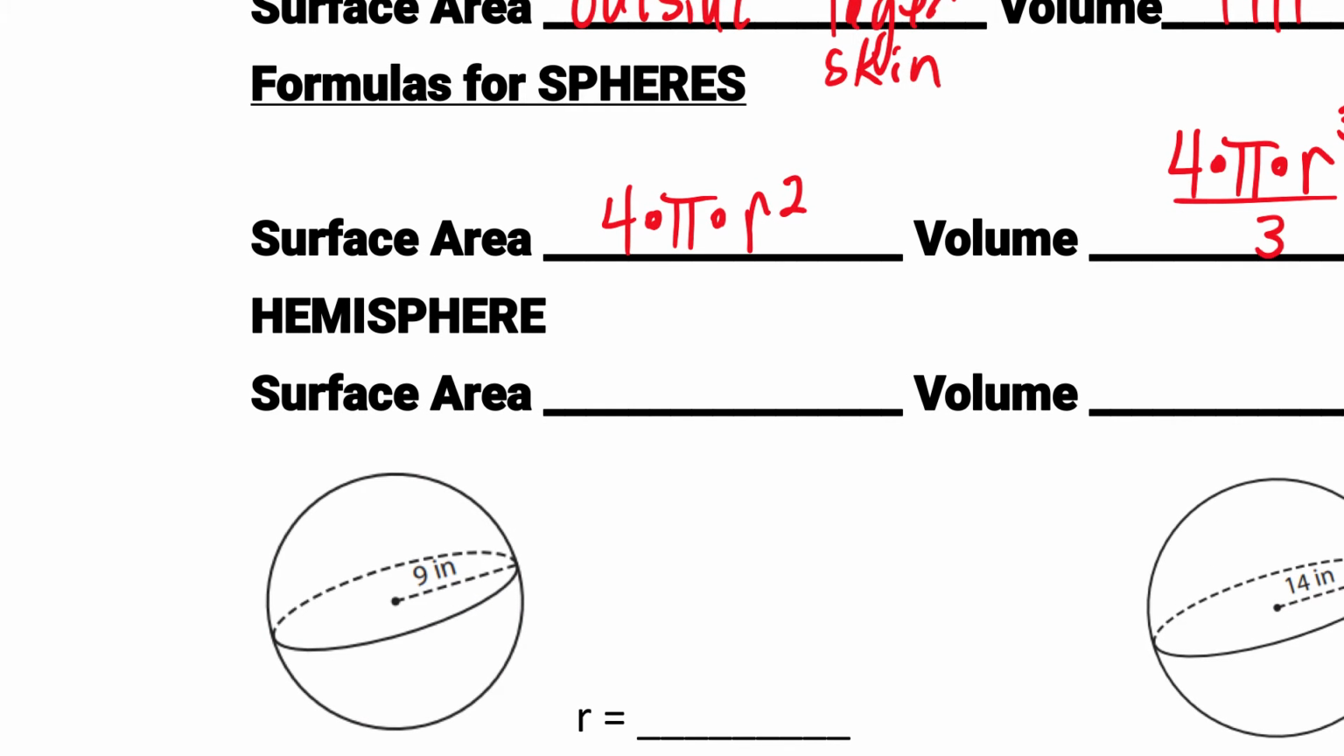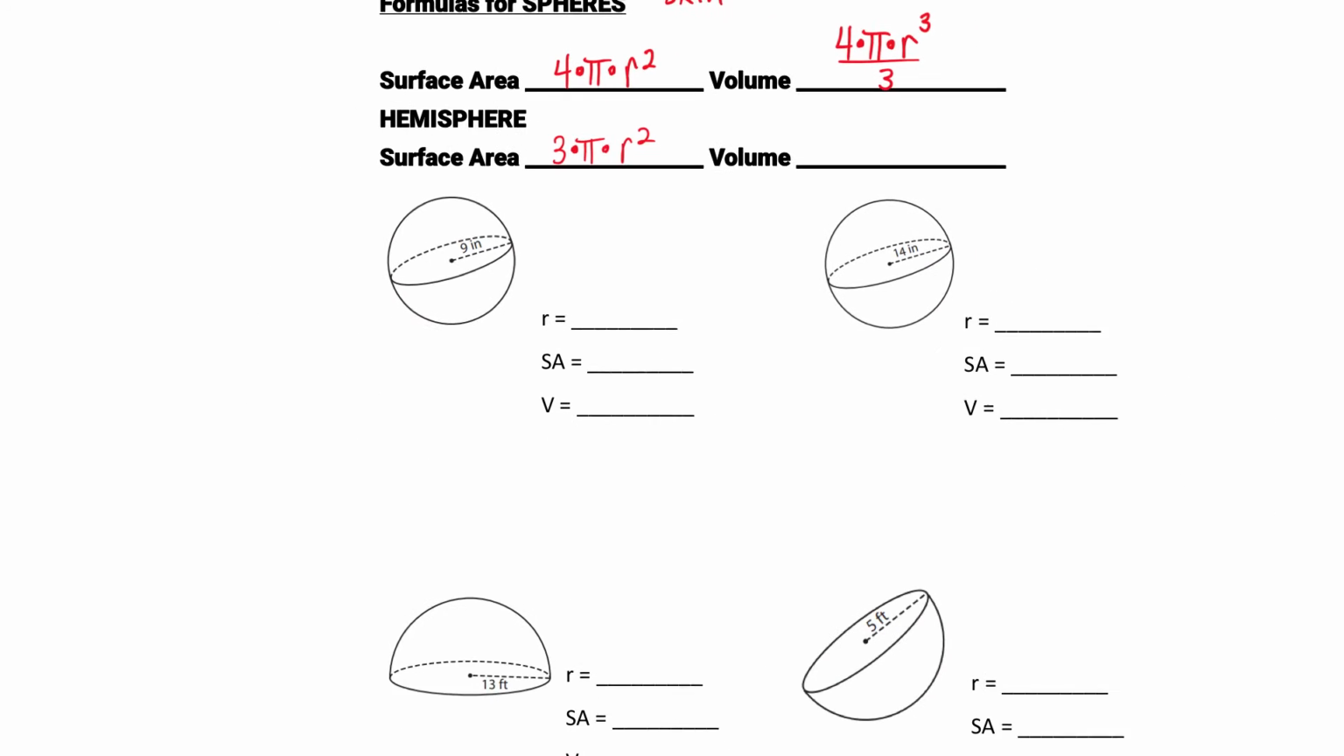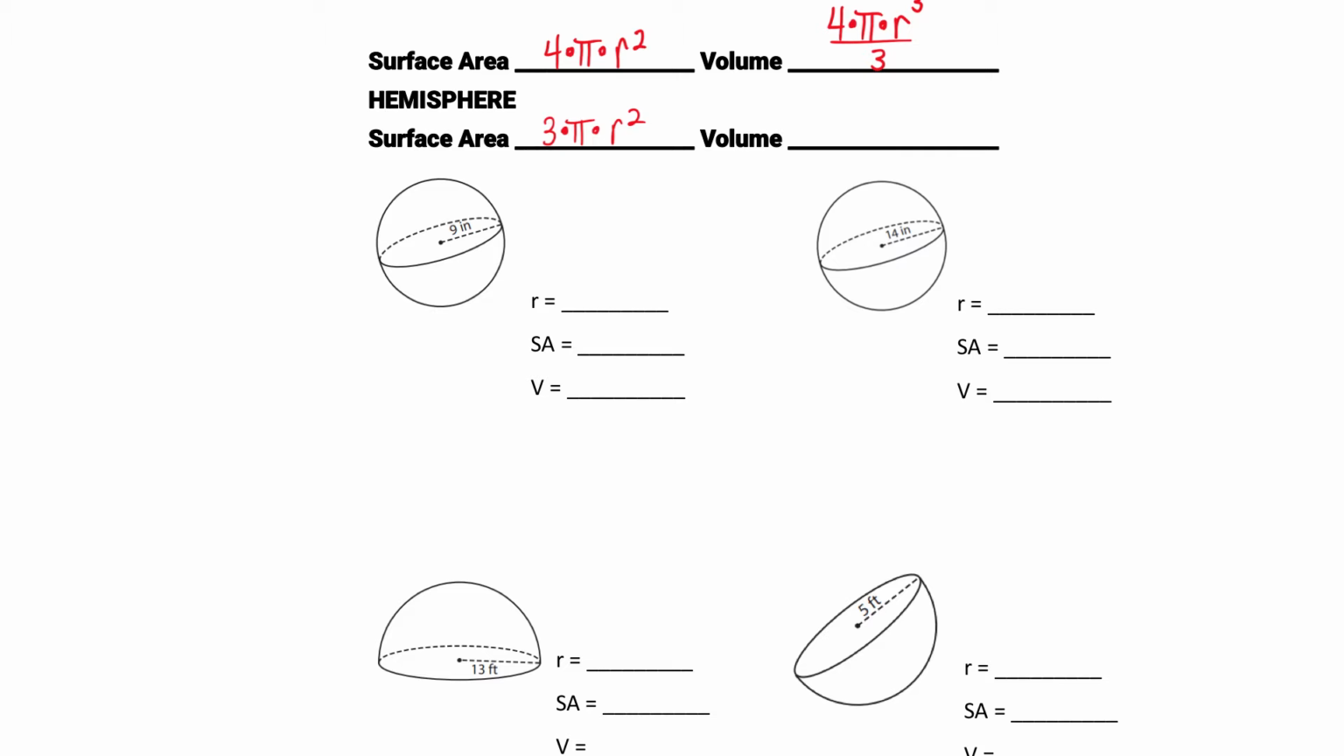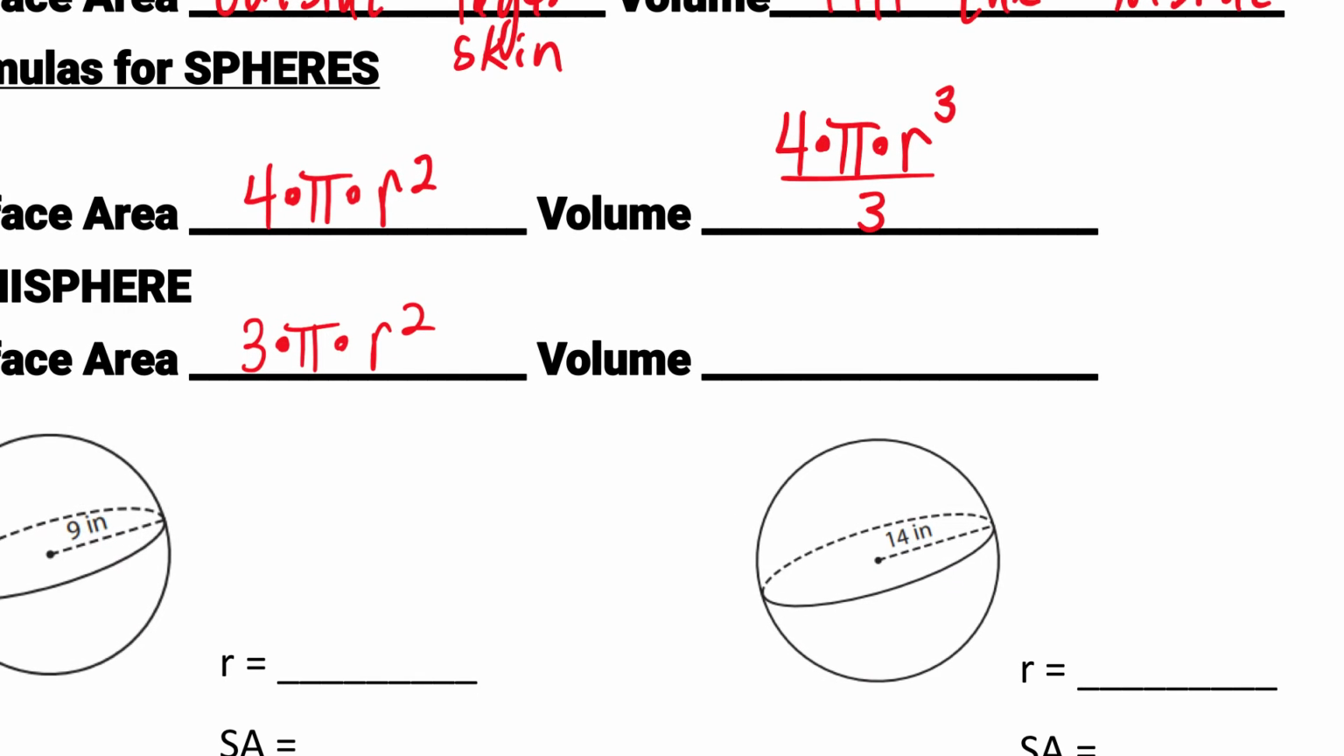Okay. Now, for a hemisphere, the surface area is 3 pi r squared. And the reason it's not just cut exactly in half is because on a hemisphere, you also have to account for the area of the flat side once you cut it in half. So that adds in another pi r squared. That's why that's 3 pi r squared. Now for volume, it is just cut exactly in half. So it's 2 pi r cubed divided by 3.